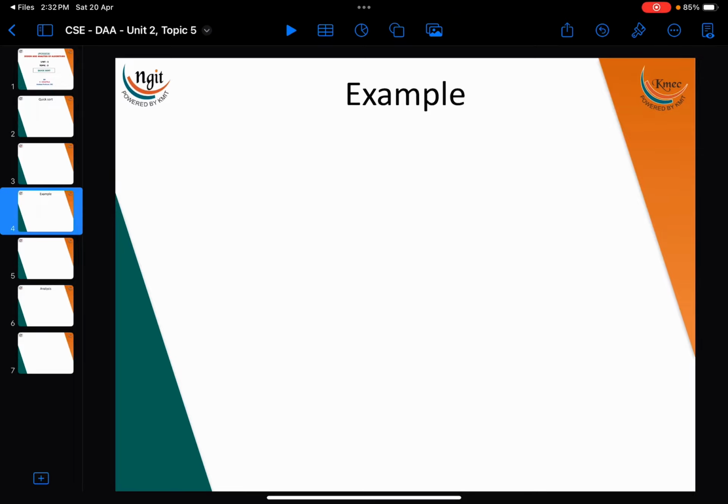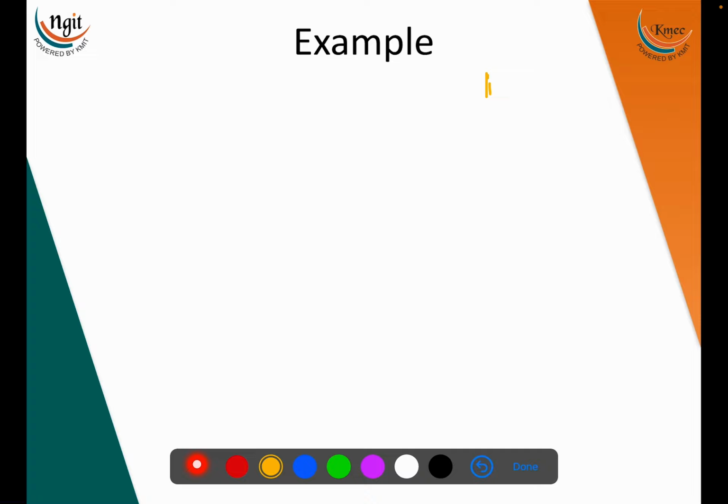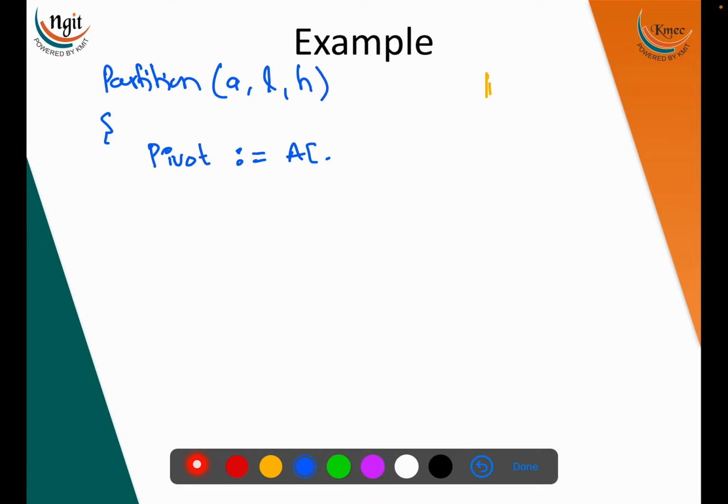Hello everyone, this video is a continuation of the last video, quick sort. Now I am taking some example and we are applying the partition procedure. Now we'll see how partition will be applied. Partition(A, L, H): A is my array, so I am considering the pivot element. My pivot element is the first index, that is A[L].